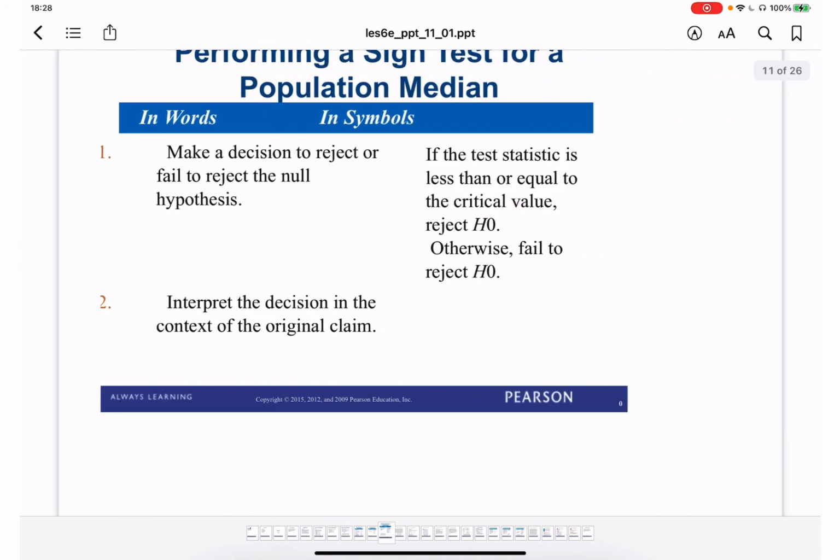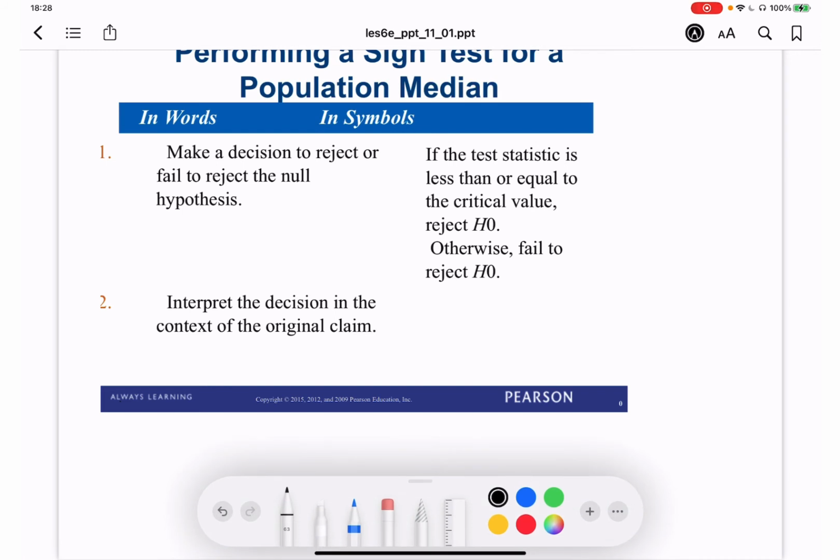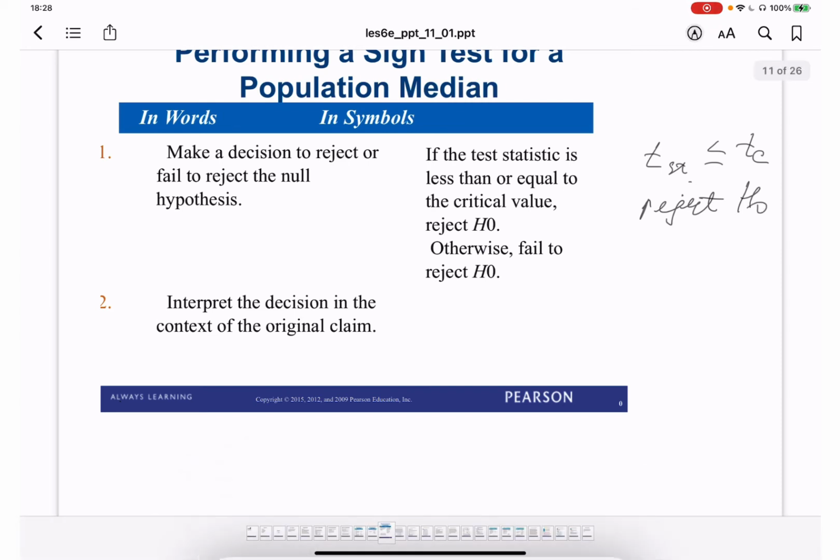And here is how we draw the decision. If the test statistic is less than or equal to the critical value, then we reject the null hypothesis. Otherwise, we fail to reject.